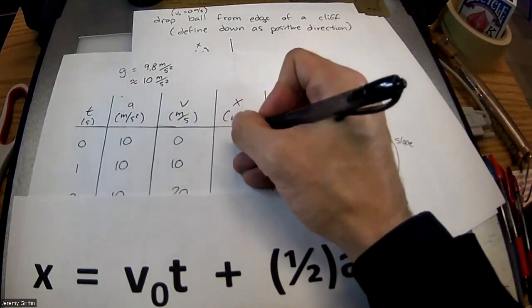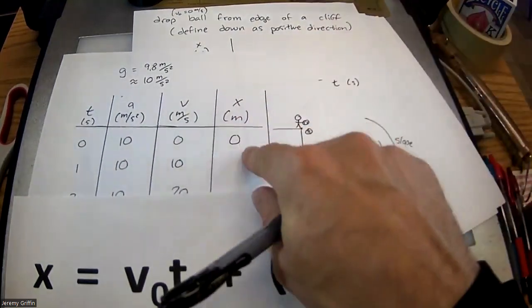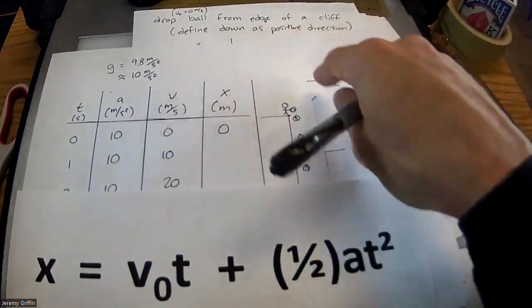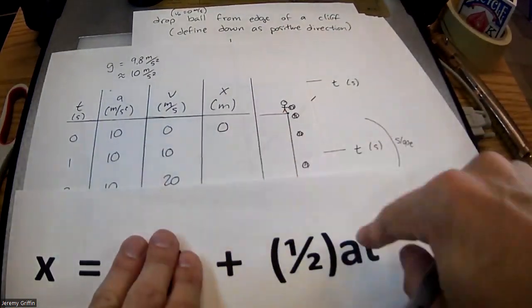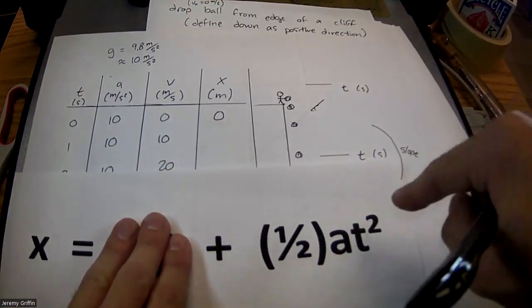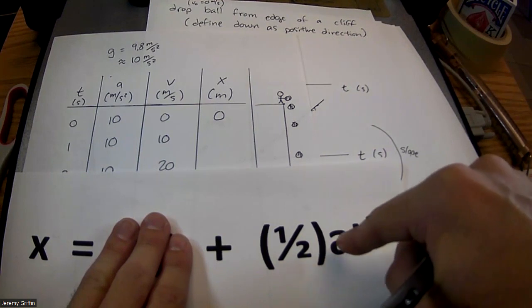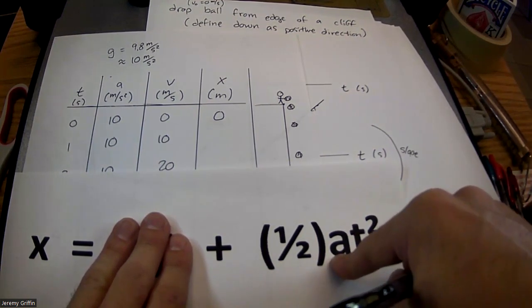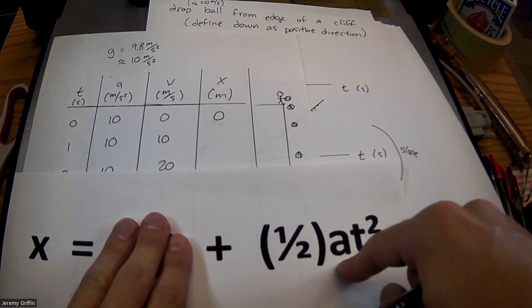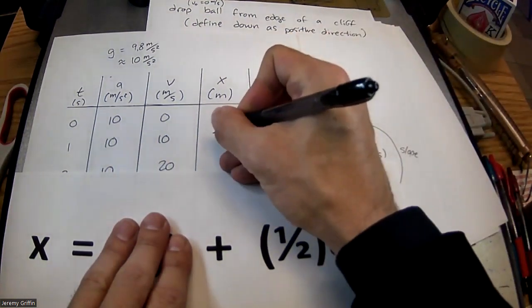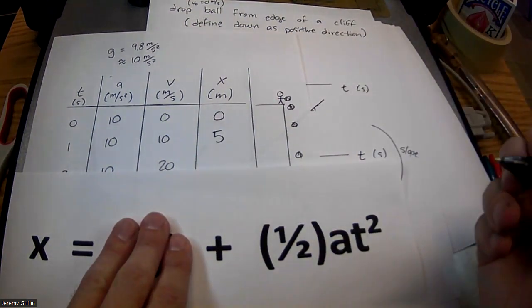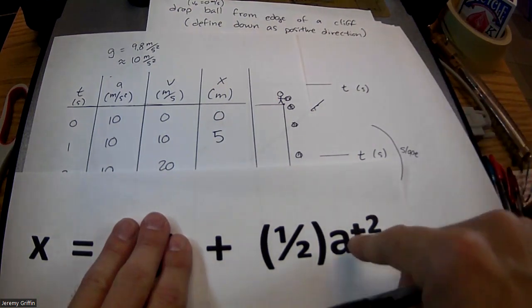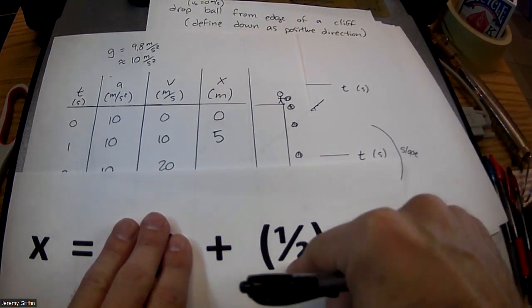We'll call the top of the cliff position 0. So at 0 time it hasn't fallen anywhere yet. Remember, we're calling down positive. Okay. So if it's been falling for 1 second, what happens when you plug in 1 for this time and 10 meters per second squared here? What do you get for x? 5 meters. You do get 5 meters. You guys get that? Because 10 times 1 times 1/2.